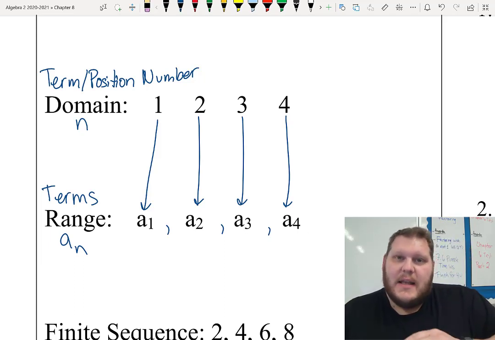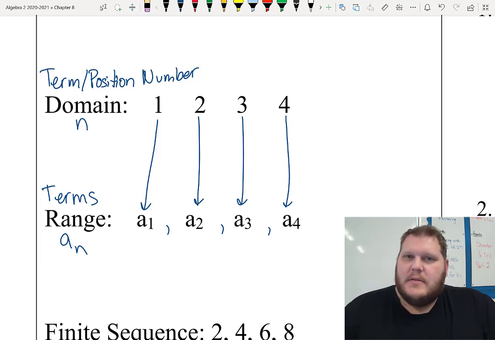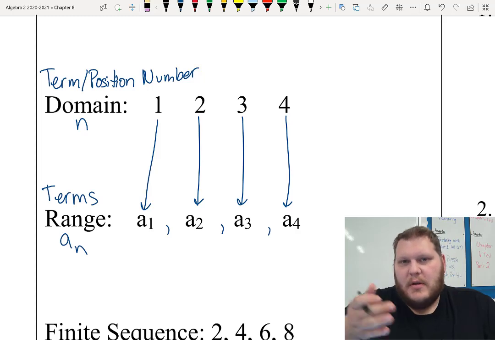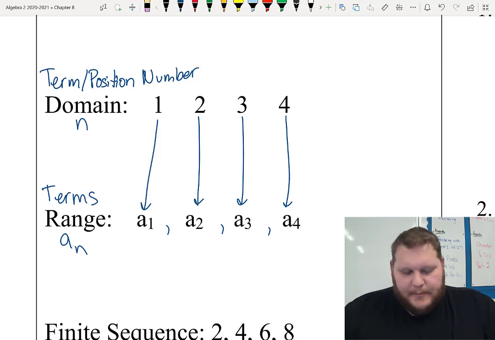What we actually see in the sequence are my outputs. Those are my y values from that sequence. And the position that they are in is the domain.